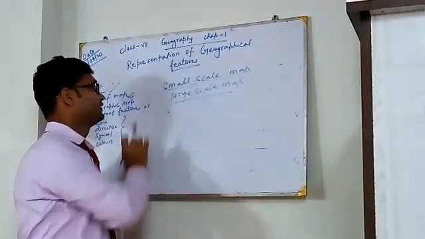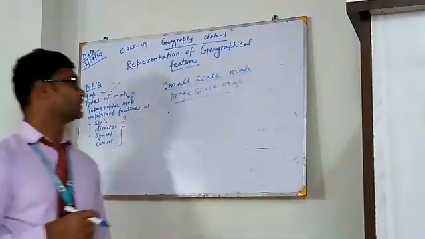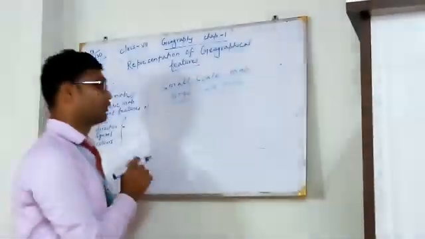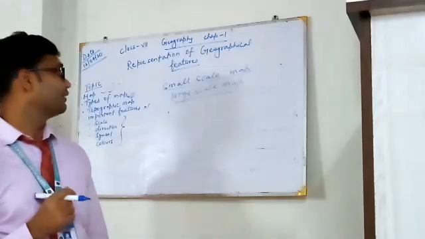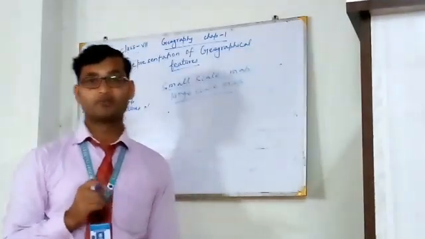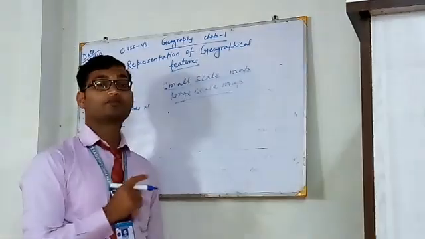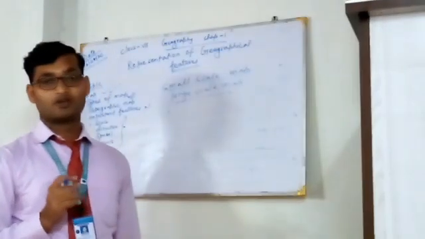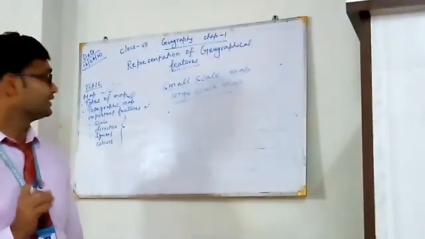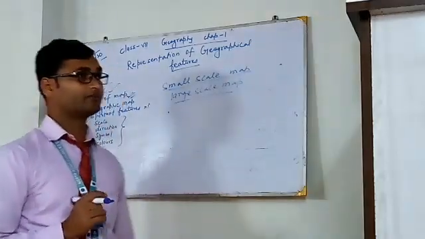If a question comes in examination to distinguish between the small scale map and the large scale map, we can write the first point: a small scale map shows a large area with a small detail. Large scale map shows a small area with a great detail. This is the difference between the small scale map and the large scale map.